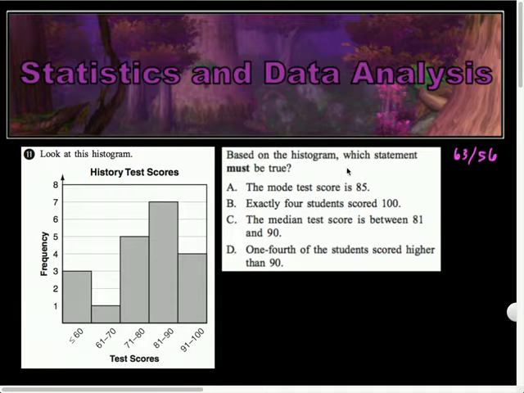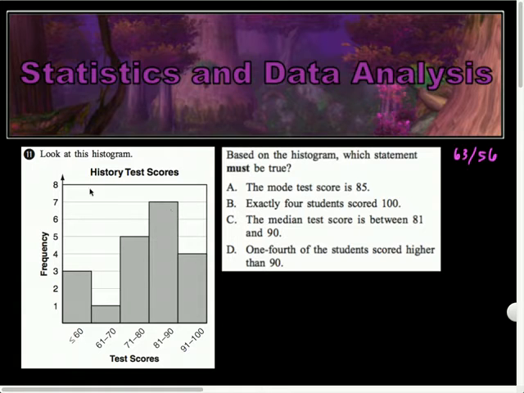It says, based on the histogram, which statement must be true? So not could be true, but must be true. Let's look at statement A. It says the mode test score is 85. What does mode refer to? Anyone know what the mode of a set of data is? The number that has the greatest number of outcomes? Yeah. Mode, and most is the way a lot of people remember it. The most frequently occurring number.